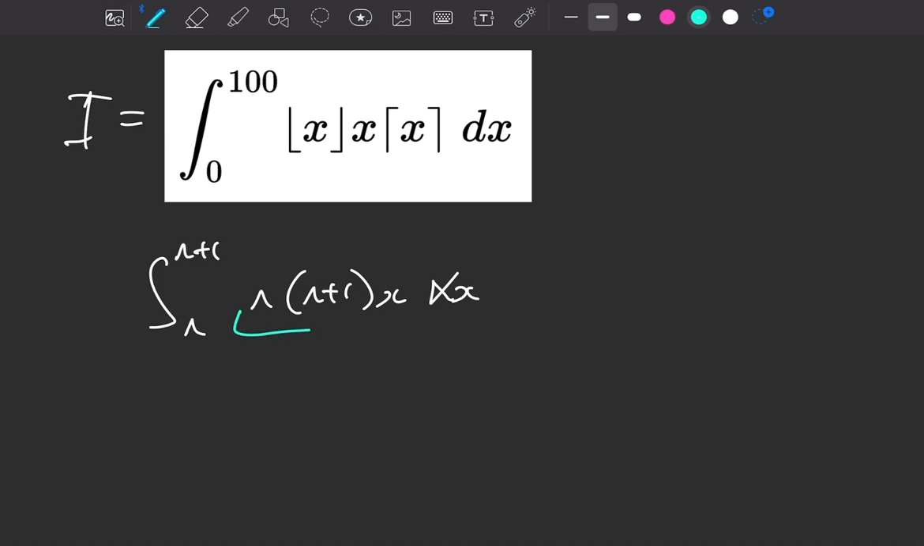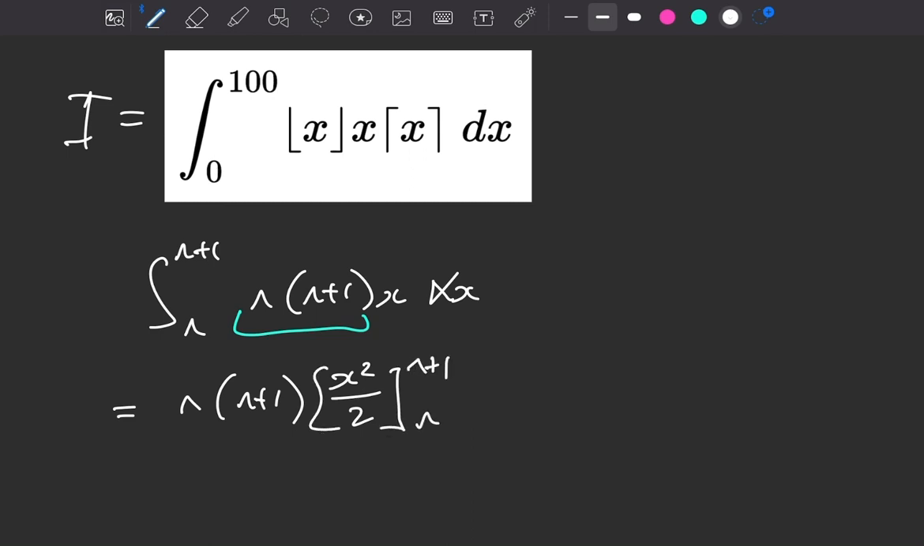This section then, the n plus 1, is just a constant. So we'll take that out the front. So we'll have n plus 1. Then we've got the integral of just x. Integrating this gives us x squared on 2, which you need to evaluate at n plus 1 and n. We'll take the 2 out the front.